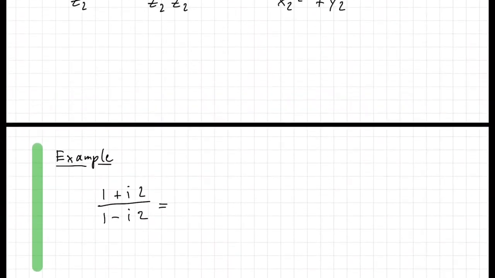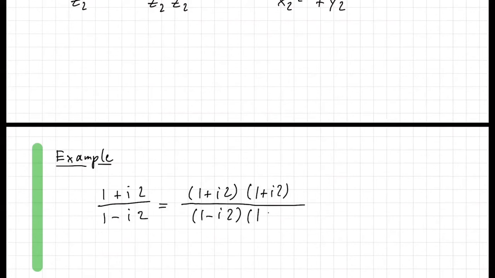So in the example, I want to calculate (1 plus 2i) divided by (1 minus 2i). And as I just told you, the trick is to multiply both the numerator and the denominator with the complex conjugate of this number here. So what we need to do is multiply both with 1 plus 2i. So we have (1 plus 2i) times (1 plus 2i) divided by (1 minus 2i) times (1 plus 2i).